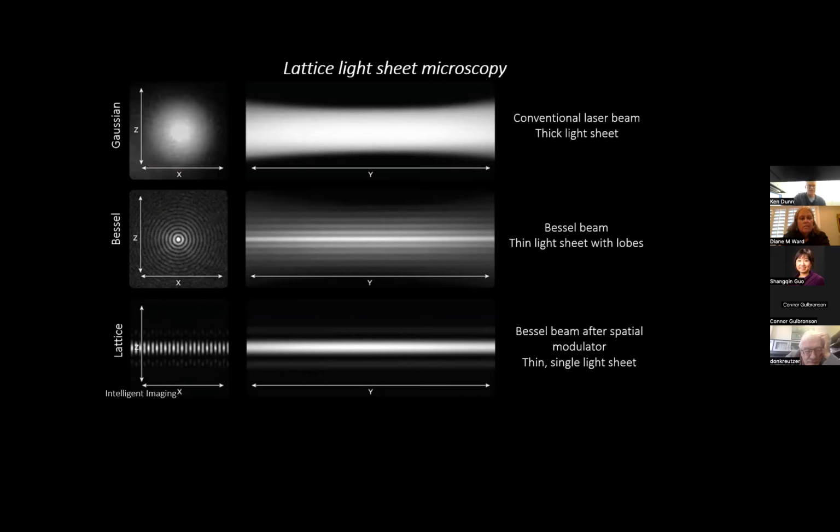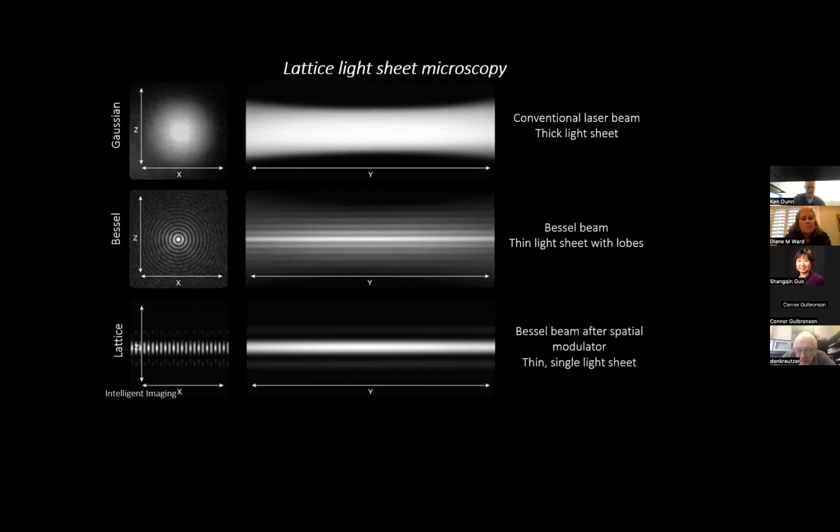You end up getting these concentric rings. And if you project this, this is X and Z, so this is like a cross section going through the screen. If you project this out into the sample, you get a very, very narrow beam profile, but you get these other rings. The reason I'm talking about this, by the way, is because the optical sectioning, the Z sectioning, depends on how thick this beam is. This is very thick. This is much thinner, but it's got these rings, these lobes, if you will. If you take that Bessel beam and put it through a spatial modulator, you can eliminate those lobes through diffraction, and you're getting a thin single light sheet.